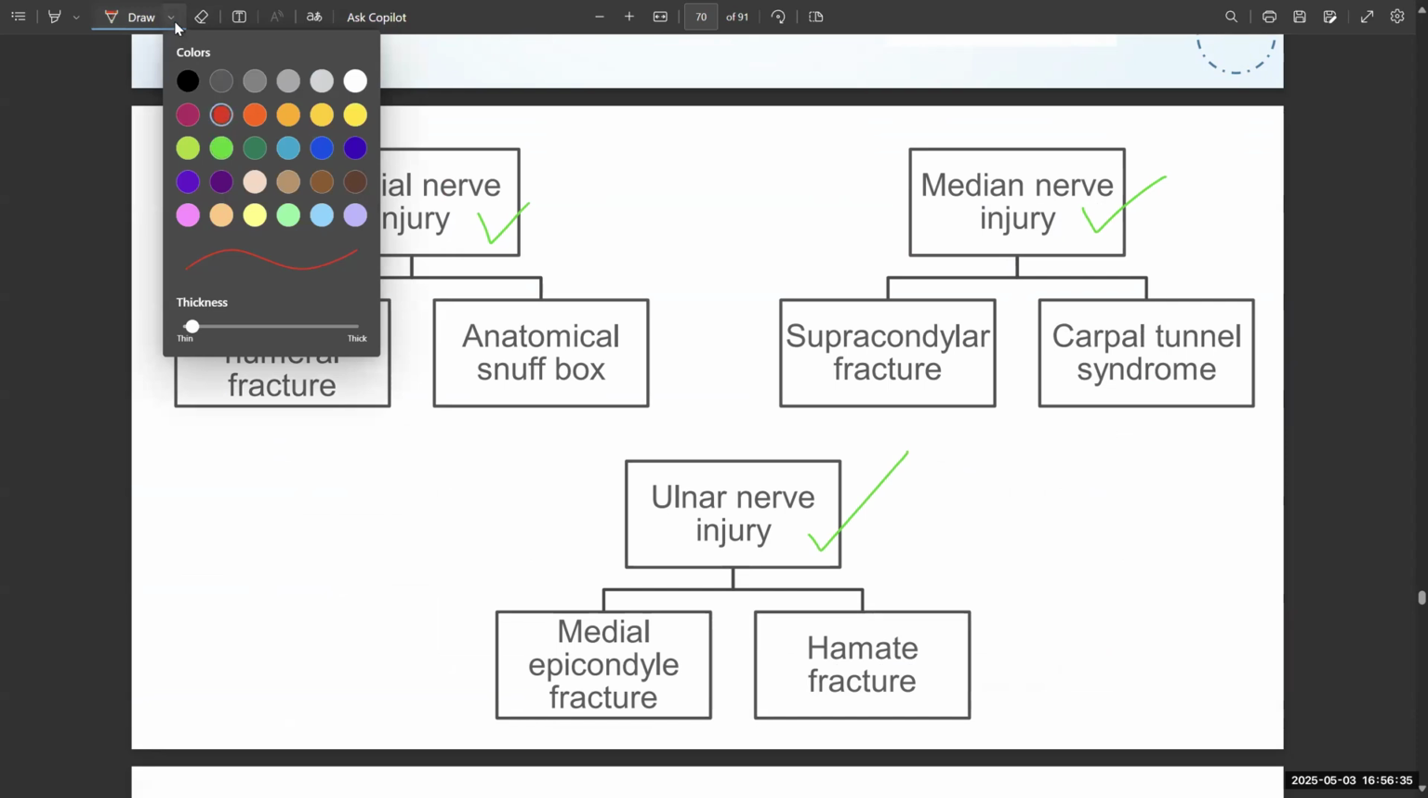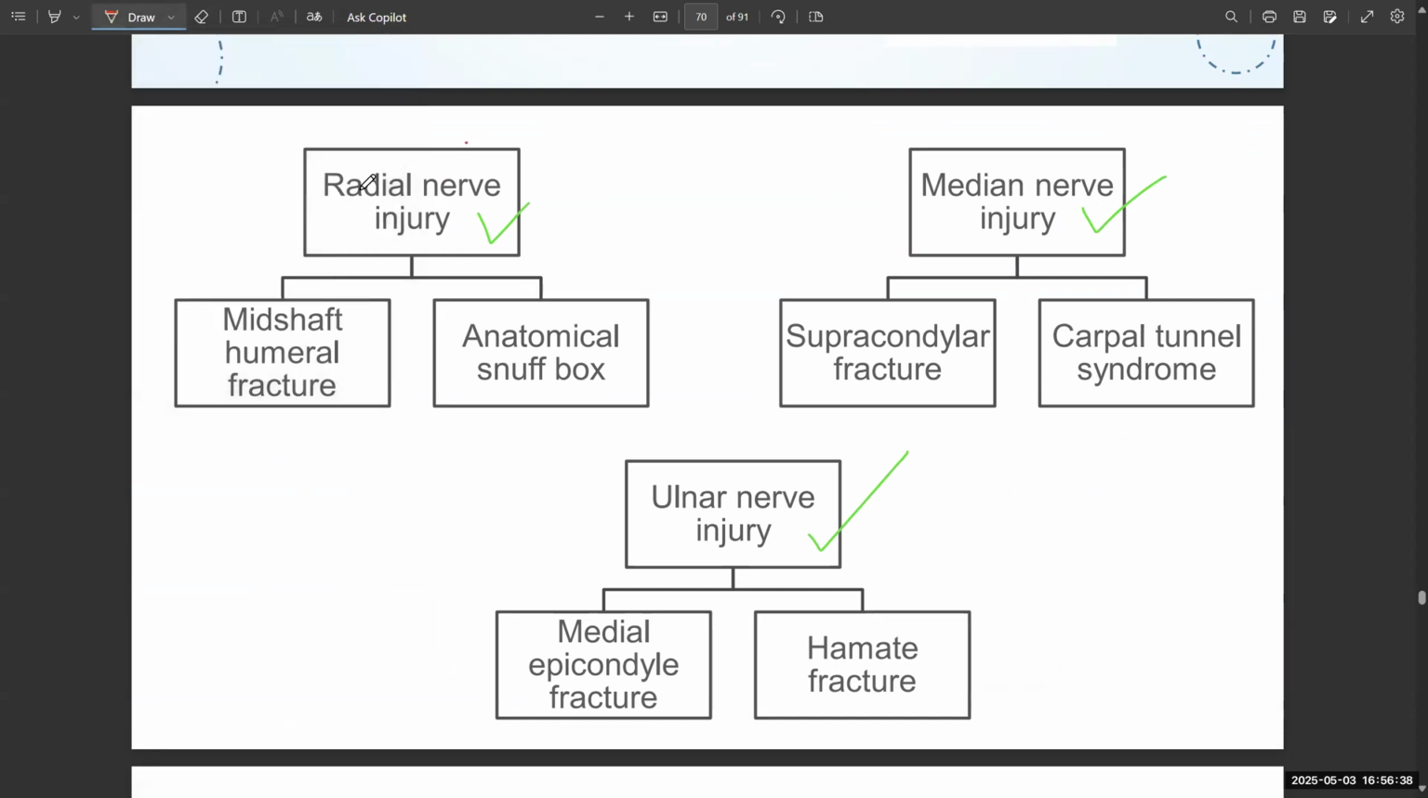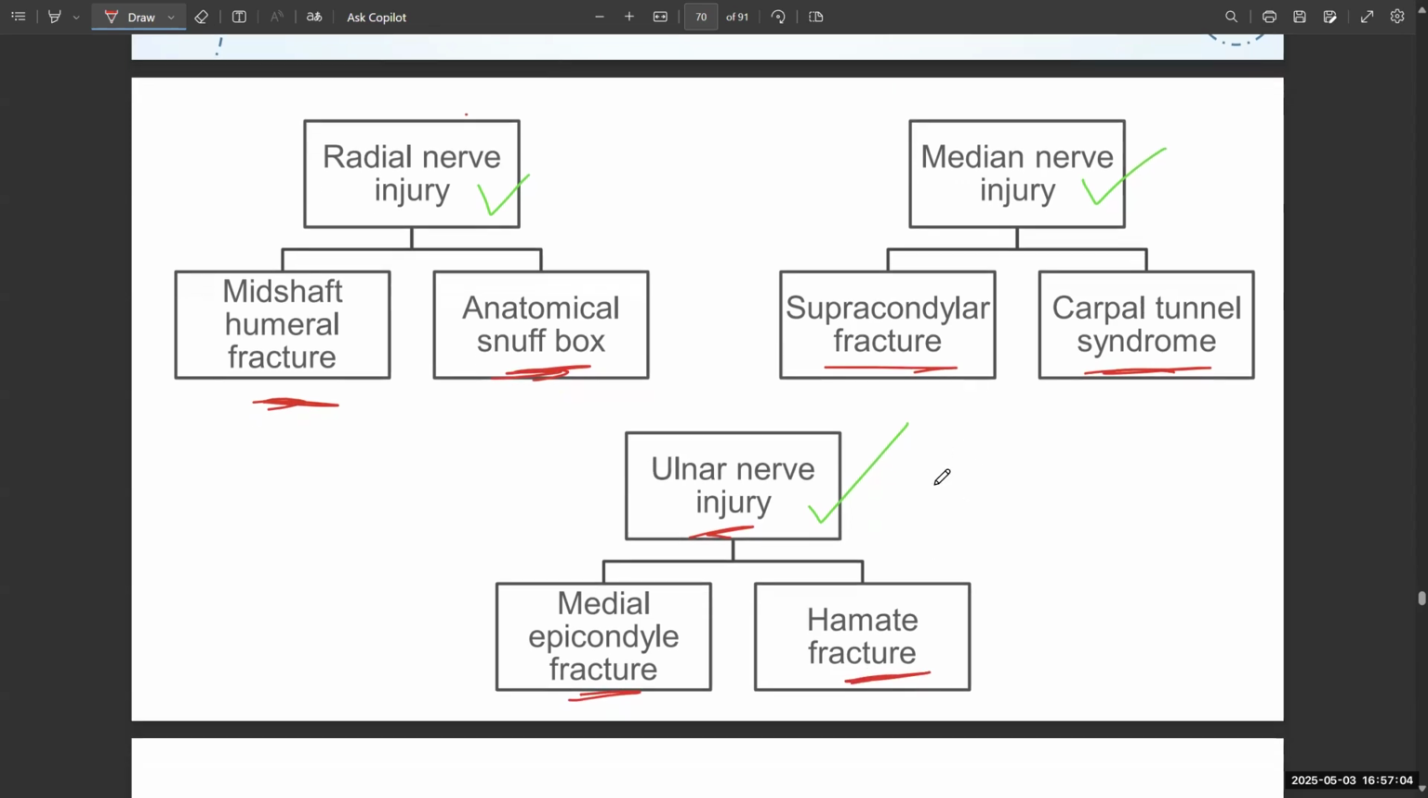We'll use red. Now, radial nerve injury can be caused by a mid-shaft humeral fracture or by an injury to the anatomical snuffbox. Median nerve injury is caused by a supracondylar fracture or carpal tunnel syndrome. And then the ulnar nerve injury is caused by a medial epicondyle fracture or a hamate fracture. If you don't take anything from this whole part, just take this. This slide is very important.